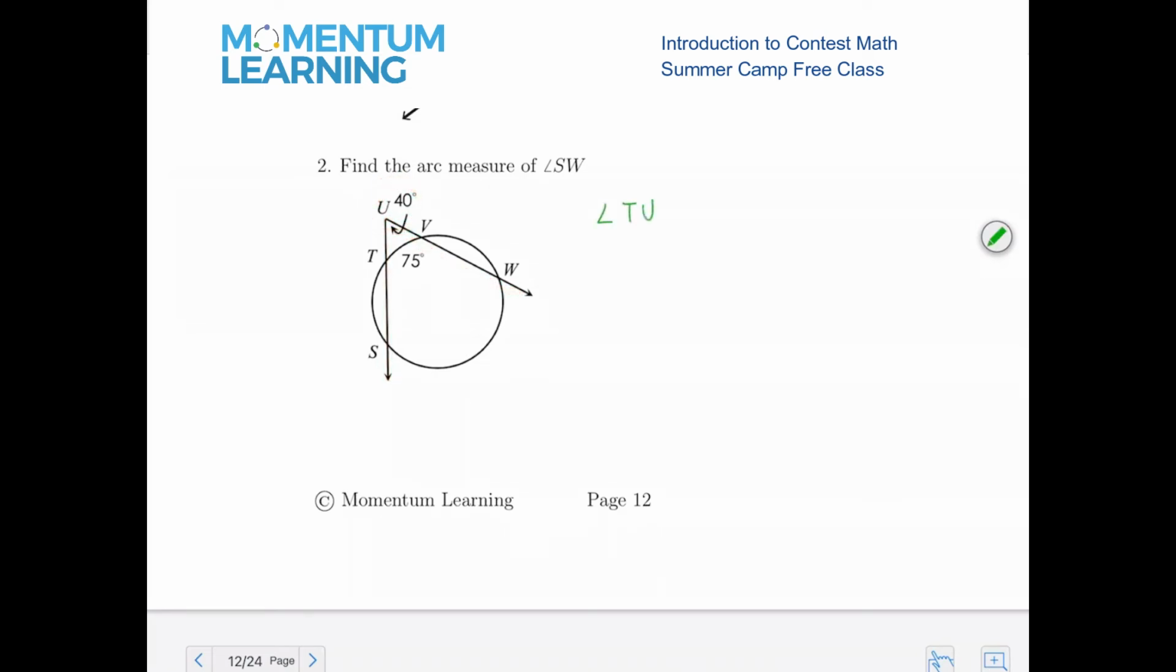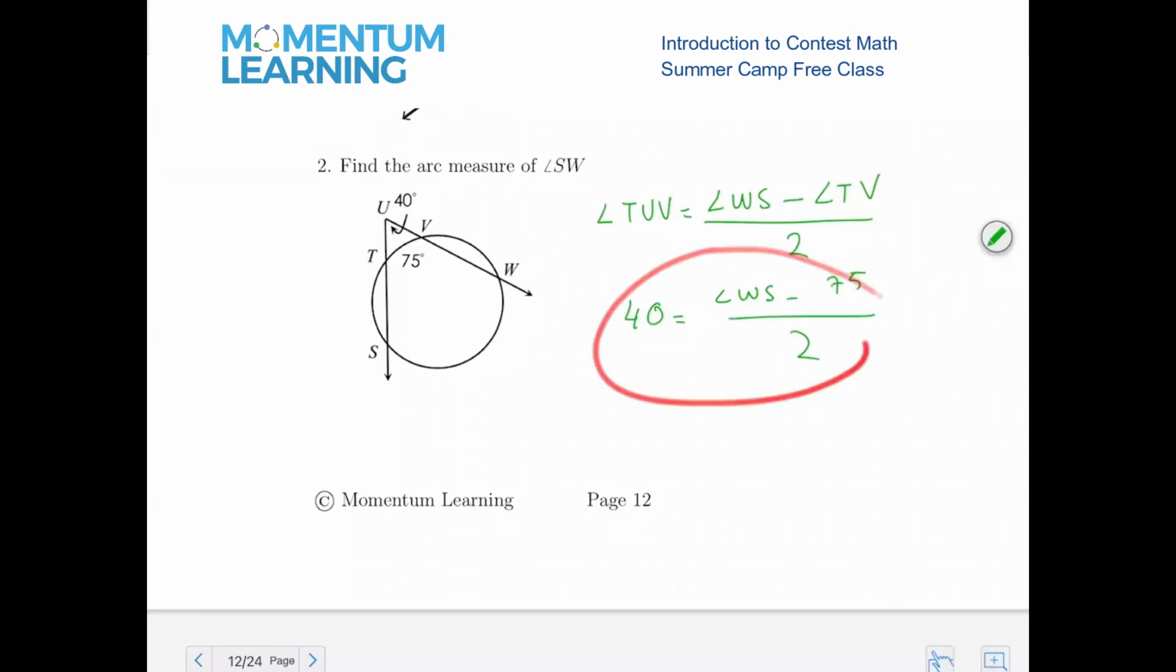We know that angle TUV is equal to arc WS minus arc TV, divided by 2. It is given that TUV is 40, WS is what we are looking for, minus 75, divided by 2. To solve this, we multiply both sides by 2, and then add 75 to both sides. So 80 plus 75 is 155.